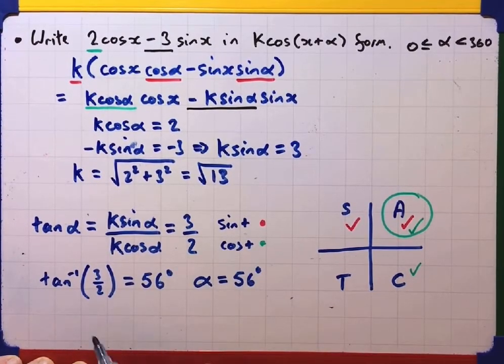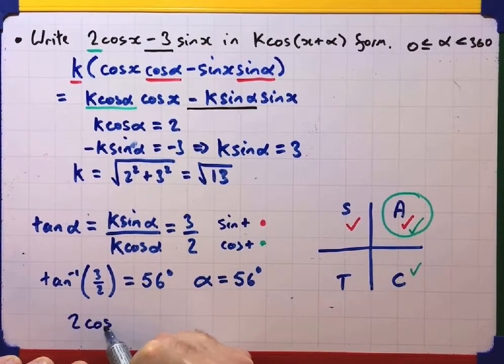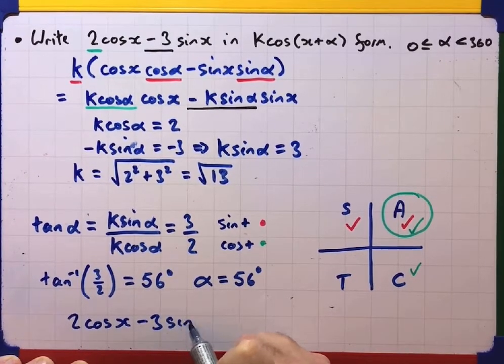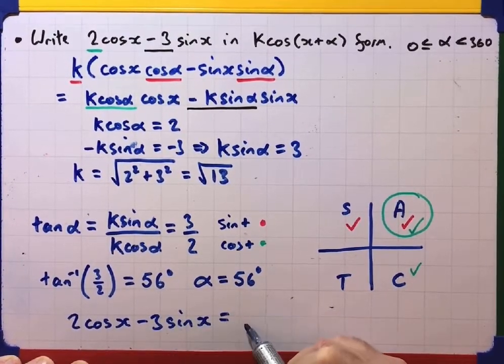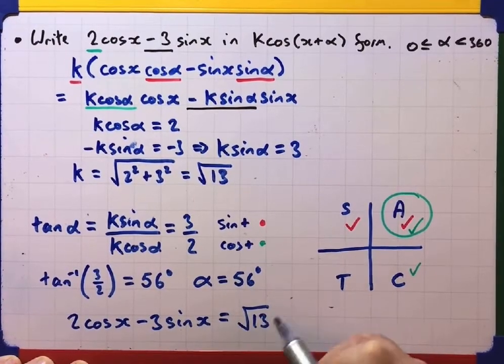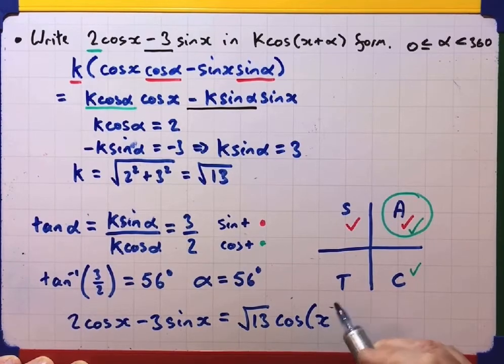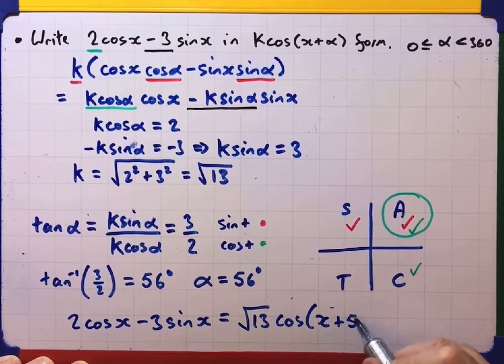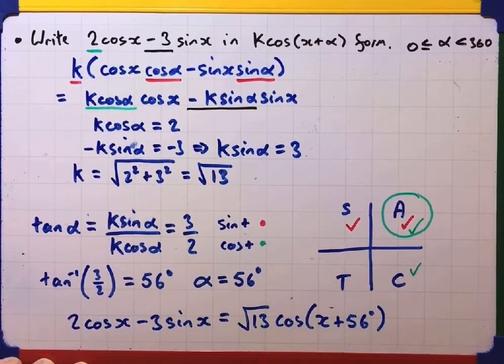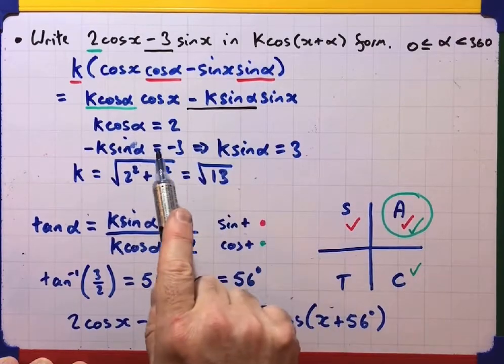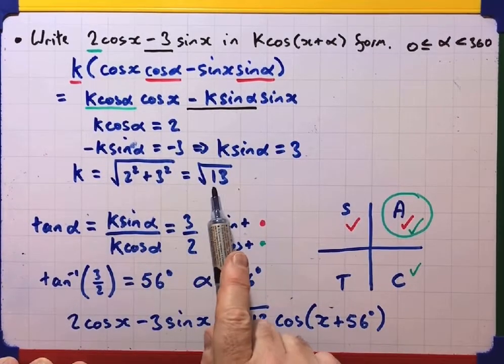So we're asked to write it. My last thing is I'd write that 2 cos x minus 3 sin x equals root 13, that's my k, cos(x + 56 degrees). Okay, so that's the first example done. Remember, after the expanding and comparing, it's exactly what we were doing yesterday.